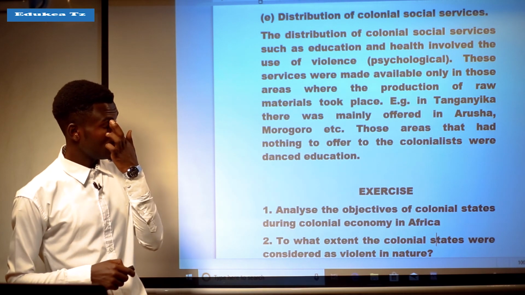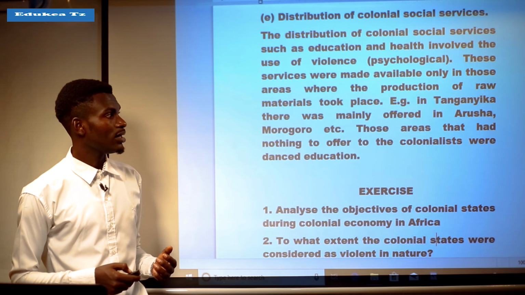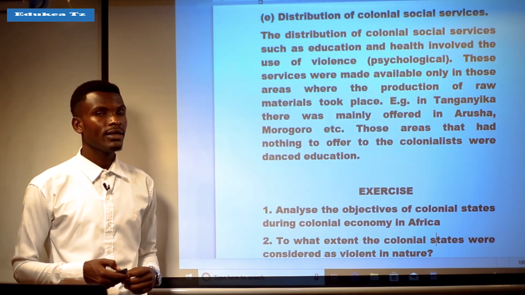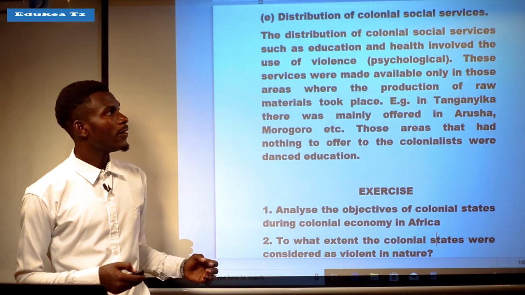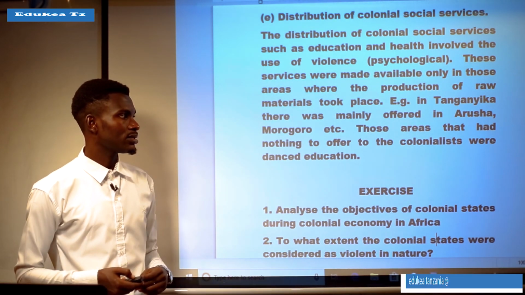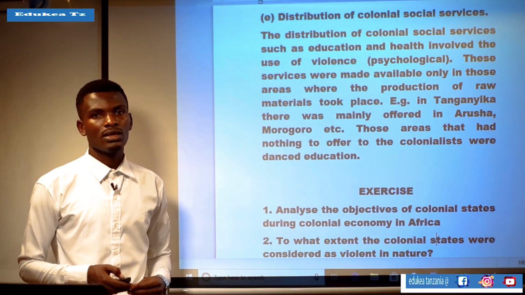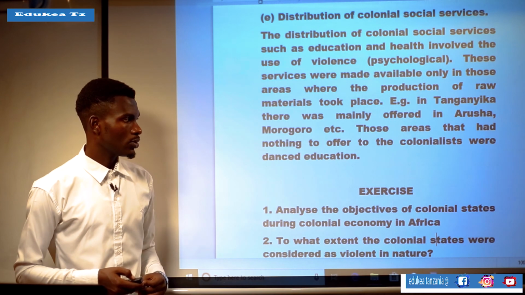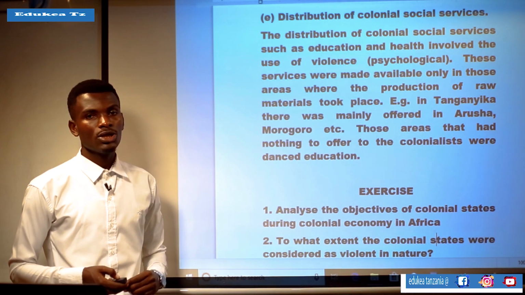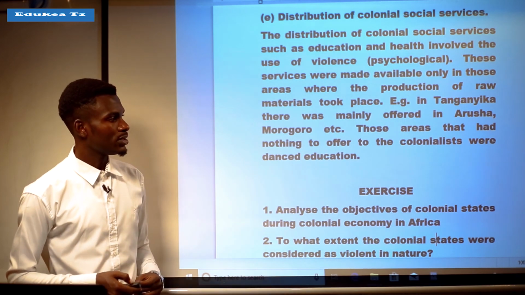It means that areas in Tanganyika like Arusha, Morogoro, and Kagera were areas where colonial social services were provided, and areas which were not benefiting the colonialists got nothing. So I can say that these were the manifestations showing that colonial states were violent in nature.